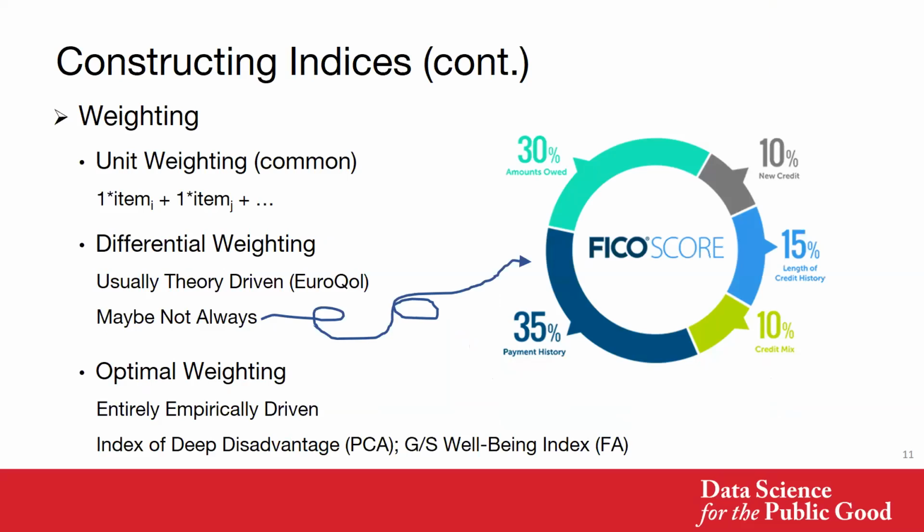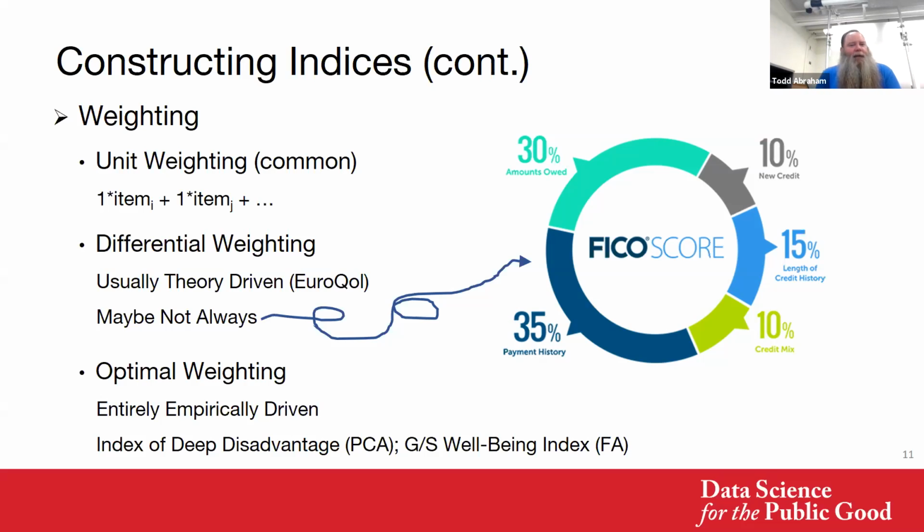Weighting indices. The most common approach in index construction, scale construction, is what's called unit weighting. Here you're just saying that however many indicators, individual pieces of information, you're combining, they all exert the same influence on the construct that you're measuring. So typically we use 1. So 1 times item 1 plus 1 times item 2 and so on. Unit weighting just means that each indicator that makes up the index has equal value or equal overlap with the construct you're trying to measure.